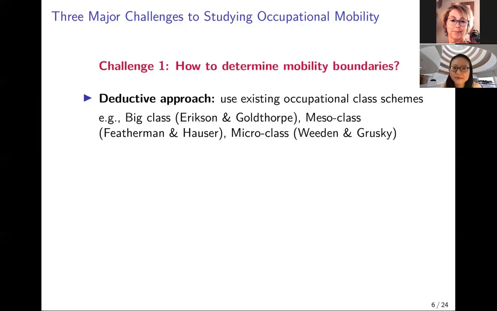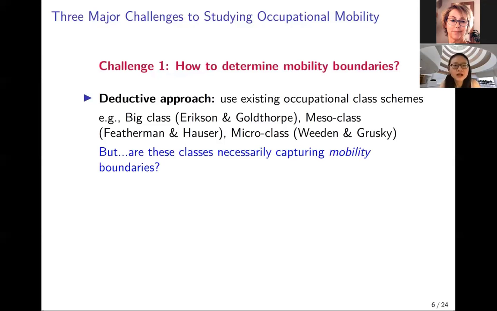And Weeden and Grusky later proposed micro-class categories. It's basically micro occupations, and their argument is that the division of labor around micro-occupational closure plays a fundamental role in defining class. So these are deductive approaches; we come from theories. We can use those class categories to study occupational mobility, and that has been done. But they do not necessarily capture mobility boundaries, as we have just seen in the previous picture, where the boundaries are latent ones that separate clusters of worker flows. So it's not guaranteed, because those theoretical approaches, while significant, do not start from mobility.